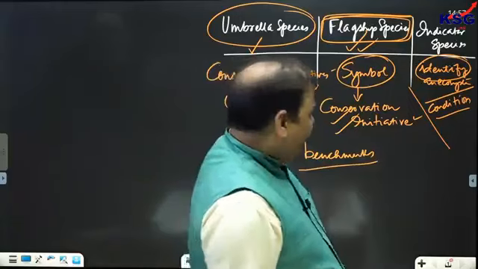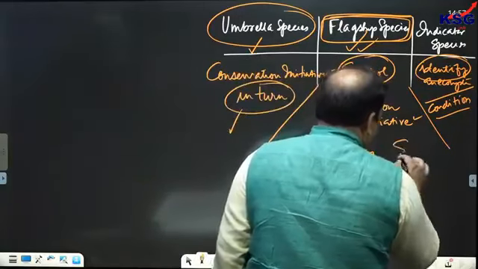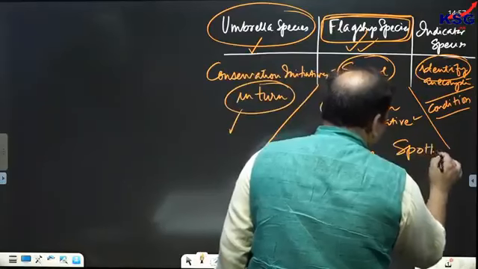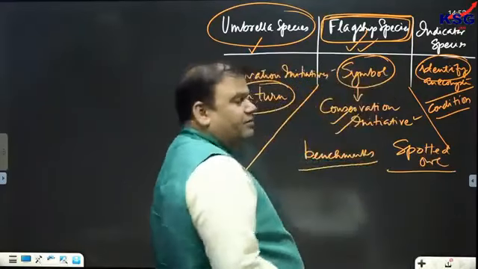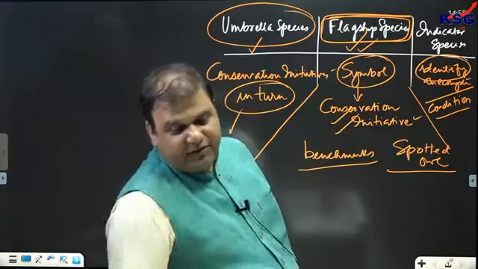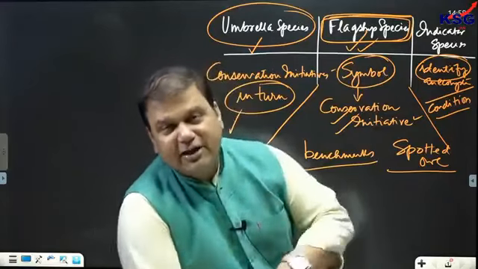Clear? And I have given you two examples. One, I have given you an example of Gangetic dolphin. Second example, I have given you spotted owl, which is generally present in old habitat. Now, these are the terms with which we have to begin.